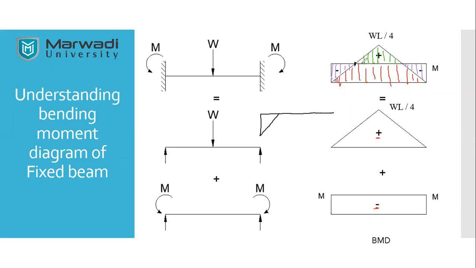Then as you can see from this, the green portion starts, so that means I need to consider the positive moment. Then again it will slowly decrease, and at this point it is going to be negative again. So it will be negative, positive, negative. These are the two types of representation of the bending moment of any given beam.